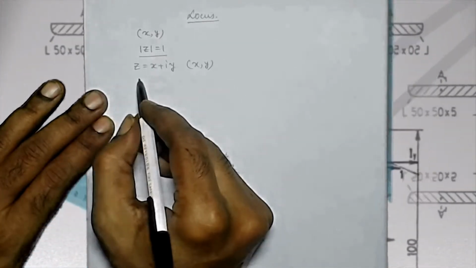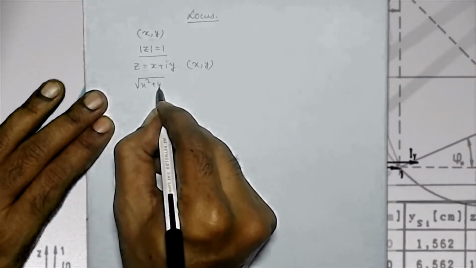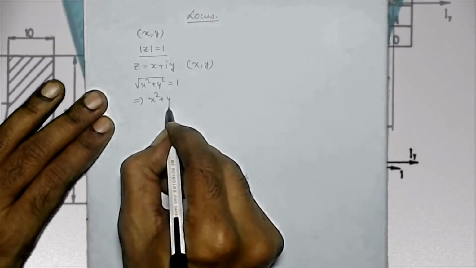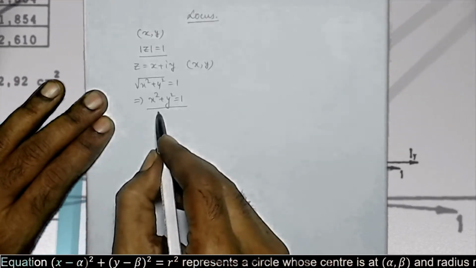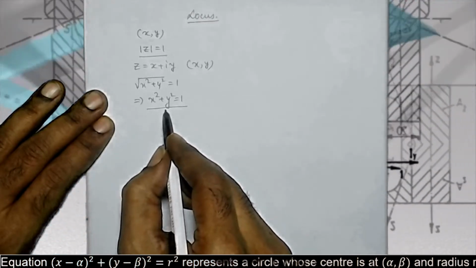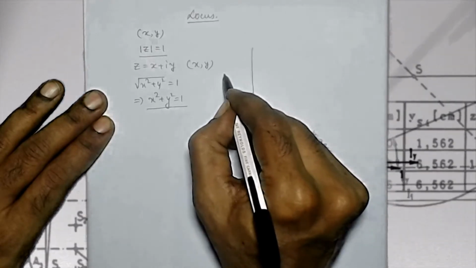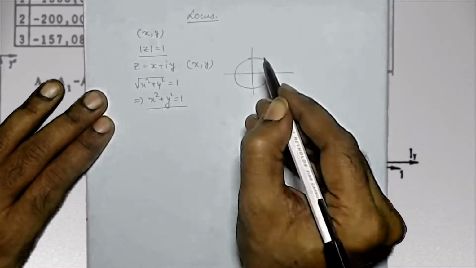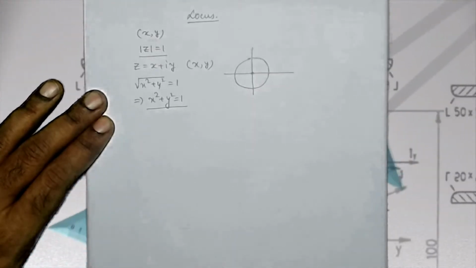So if we replace, modulus of z means under root x square plus y square, which equals 1. So that implies x square plus y square equals 1. This represents a circle whose center is at the origin and radius is 1 unit. Is it clear? This represents a circle on an Argand plane whose center is at the origin and radius is 1 unit.